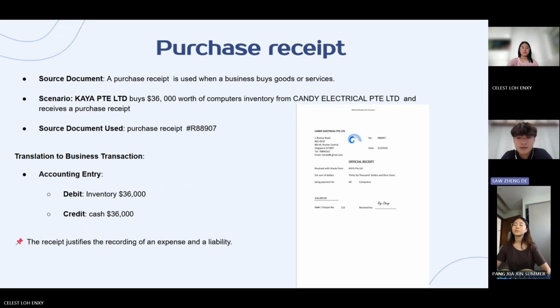The accounting entry for this transaction is debit inventory $36,000, recognizing the asset purchased, and credit cash $36,000, representing the payment made. This receipt justifies the recording of an expense or asset and the reduction in cash. So in summary, the sales invoice records income and receivables, while the purchase receipt supports inventory purchases and cash outflows. Both documents are essential for accurate financial reporting and control.